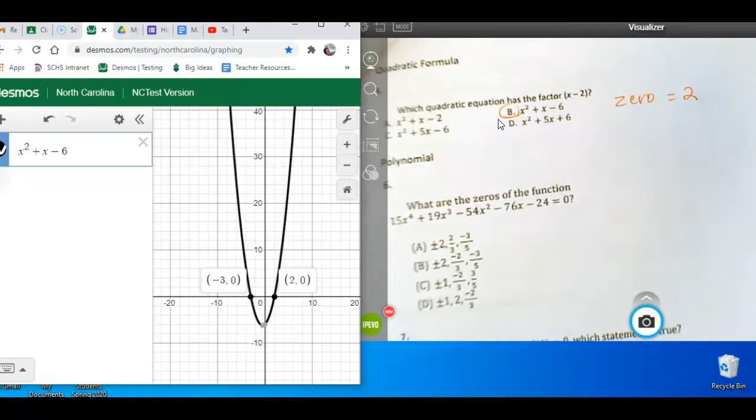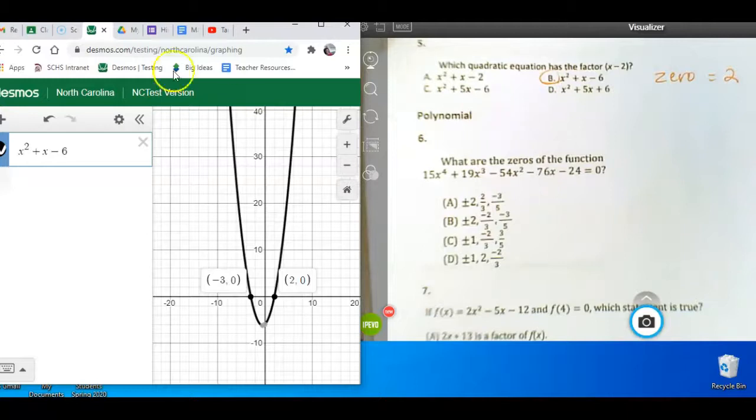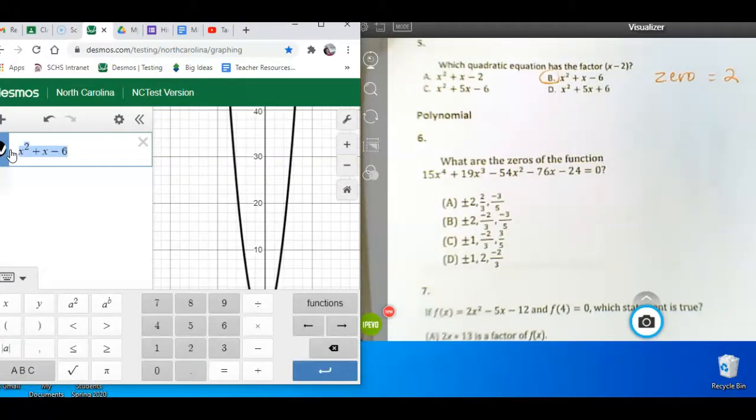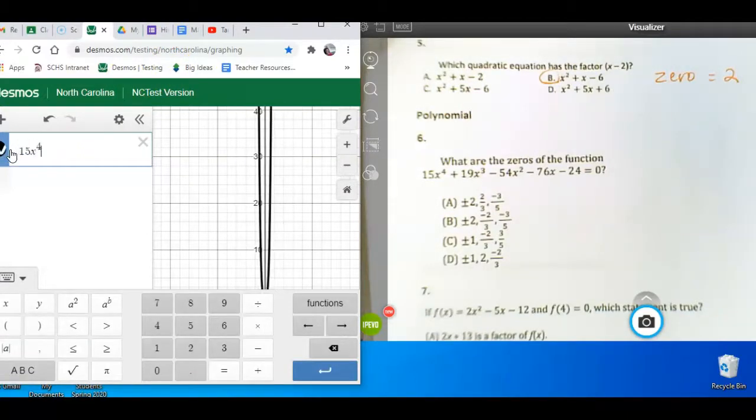Number 6, what are the zeros of that function? Anytime it's asking about zeros, we're wanting to know where it crosses the x-axis. So I'm going to go ahead and plug that in.